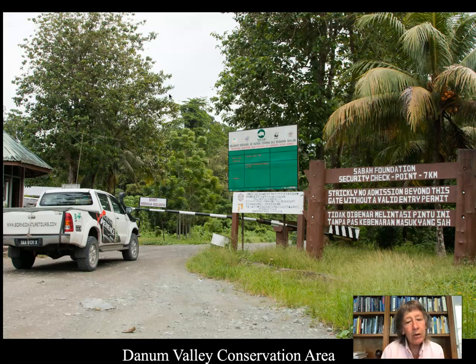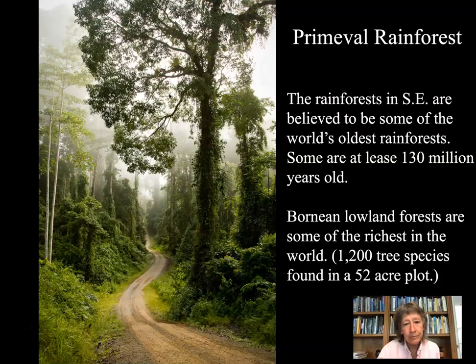But there are some areas in Borneo that are protected. We got to visit a couple of those on a trip that I took there. And this is an incredible area called the Danum Valley Conservation Area. Note that there's a gate and a guard station. Poaching is a huge concern in this area. They still have clouded leopards, they have pangolins, they have orangutans, and they have a number of wildlife species in this area that are poached for the wildlife trade.